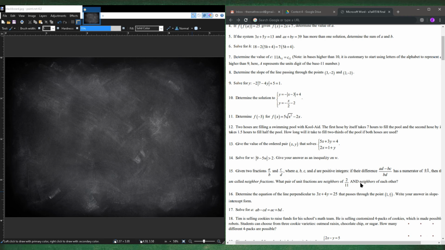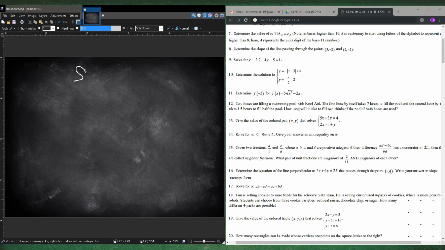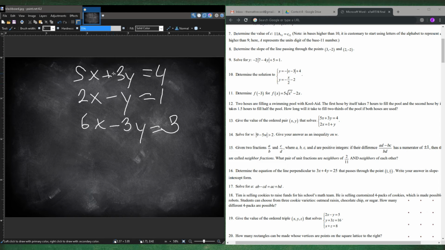Okay. Question 13. Give the value of the ordered pair x, y that solves the equations 5x plus 3y equals 4 and 2x equals 1 plus y. So you have 5x plus 3y equals 4. I'm going to put the second equation in the same form, so it's 2x minus y equals 1. Multiply the second equation by 3, so you get 6x minus 3y equals 3. Add them together, so the y's cancel out, and you get 11x equals 7.